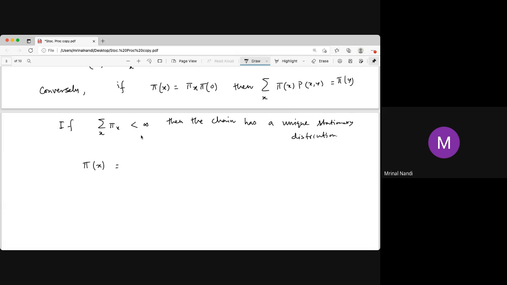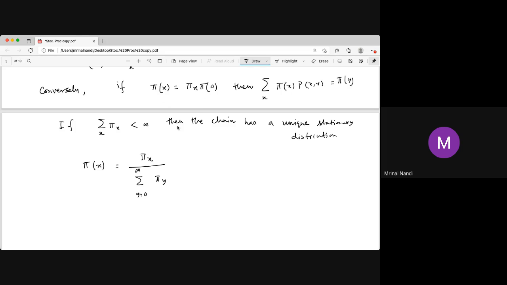Now, what is π(x) then? π(x) is nothing but π suffix x divided by the sum, so π(0) is 1 over the sum over y equal to 0 to infinity of π suffix y. So you just take the sum on this series. If you take the sum over all x, then the left hand side, the sum over π(x), is 1. That means the sum over π suffix x times π(0) is 1.